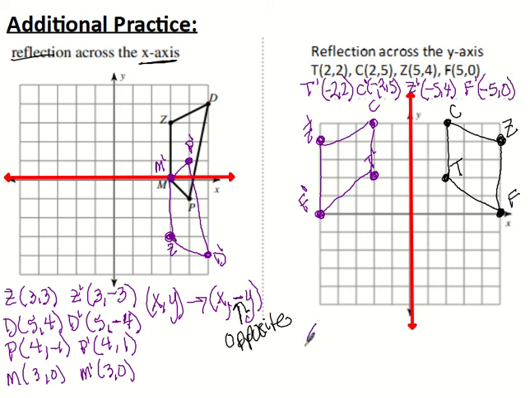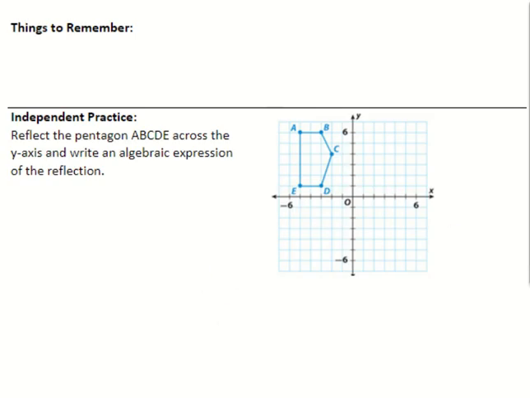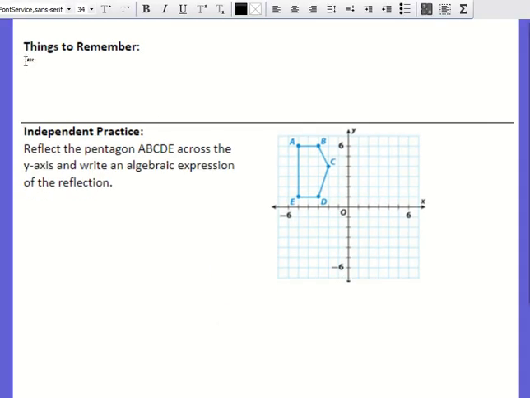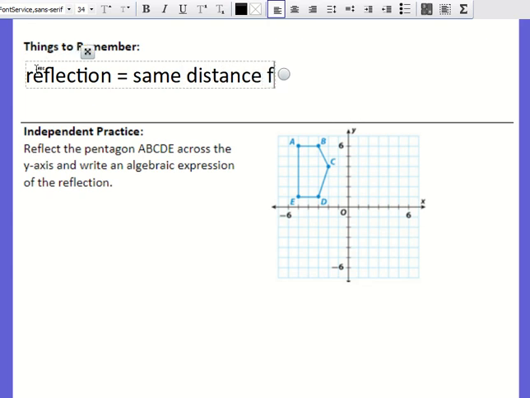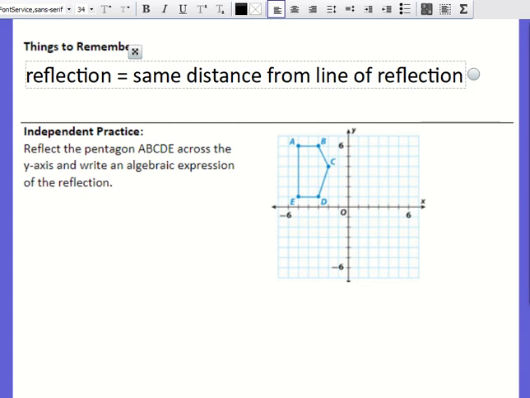So here's what I want you to do. I want you to tell me what is the algebraic rule for when we cross over the y-axis. Okay, remember what we said here and what changed. So I want you to see if you can finish what is the algebraic expression for reflecting over a y-axis. All right, we'll see how we do on that. All right, so the main thing to remember is reflection means same distance from the line of reflection. Okay, so that's the main thing we need to remember.